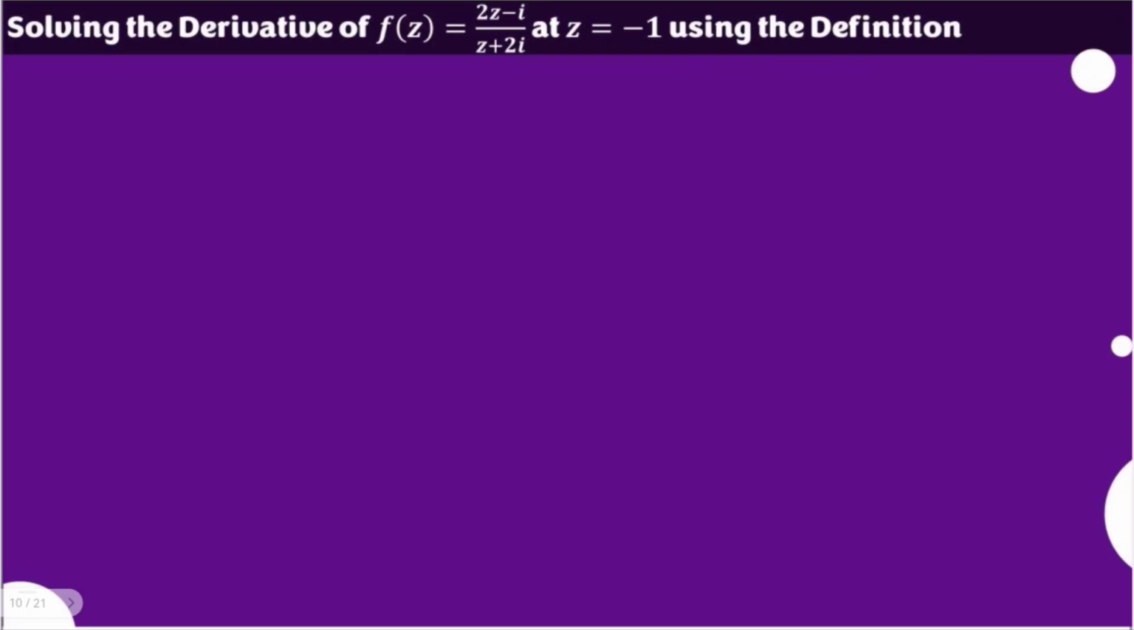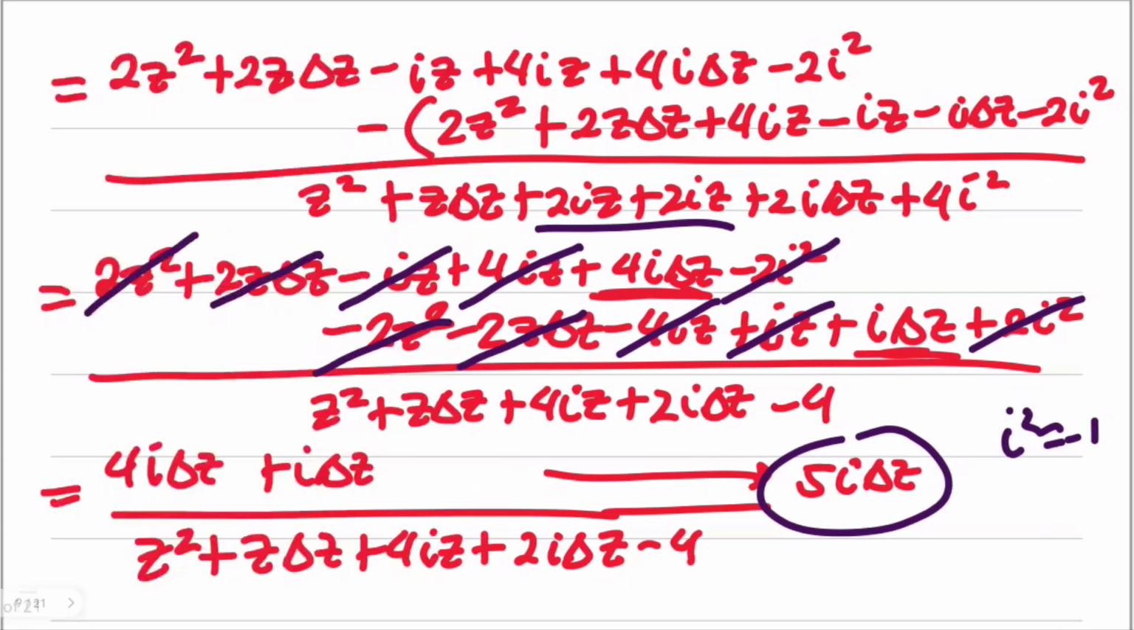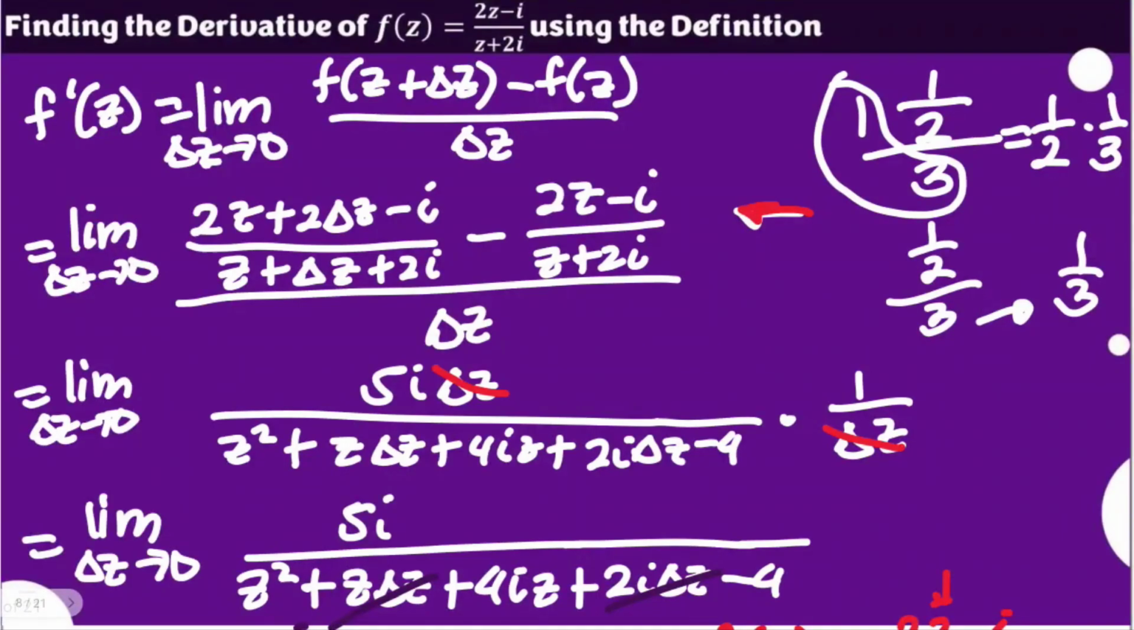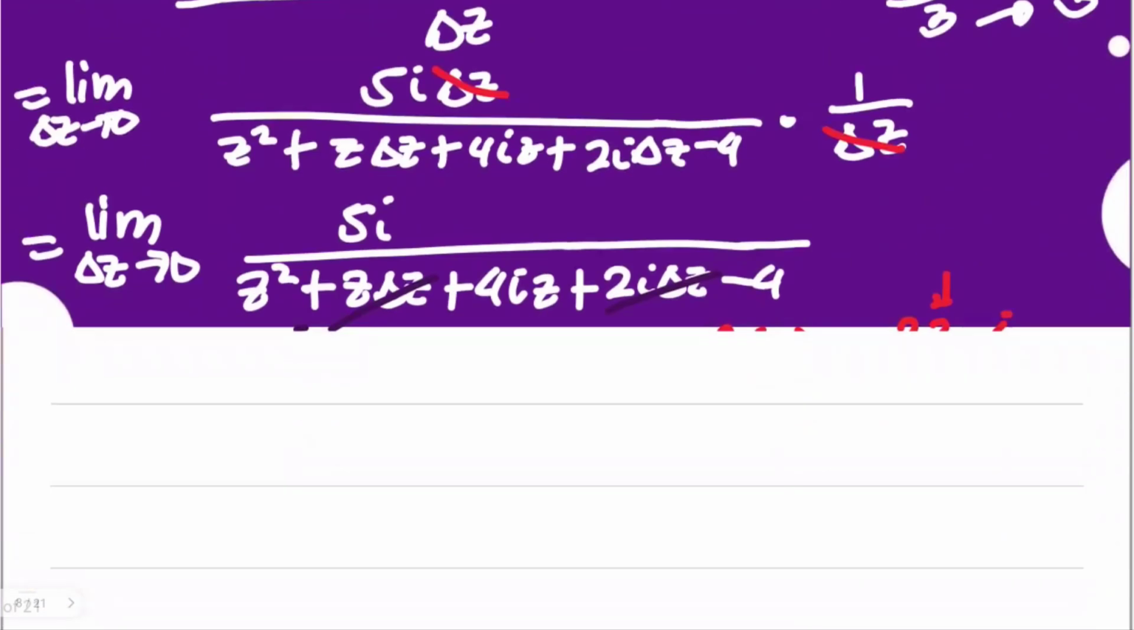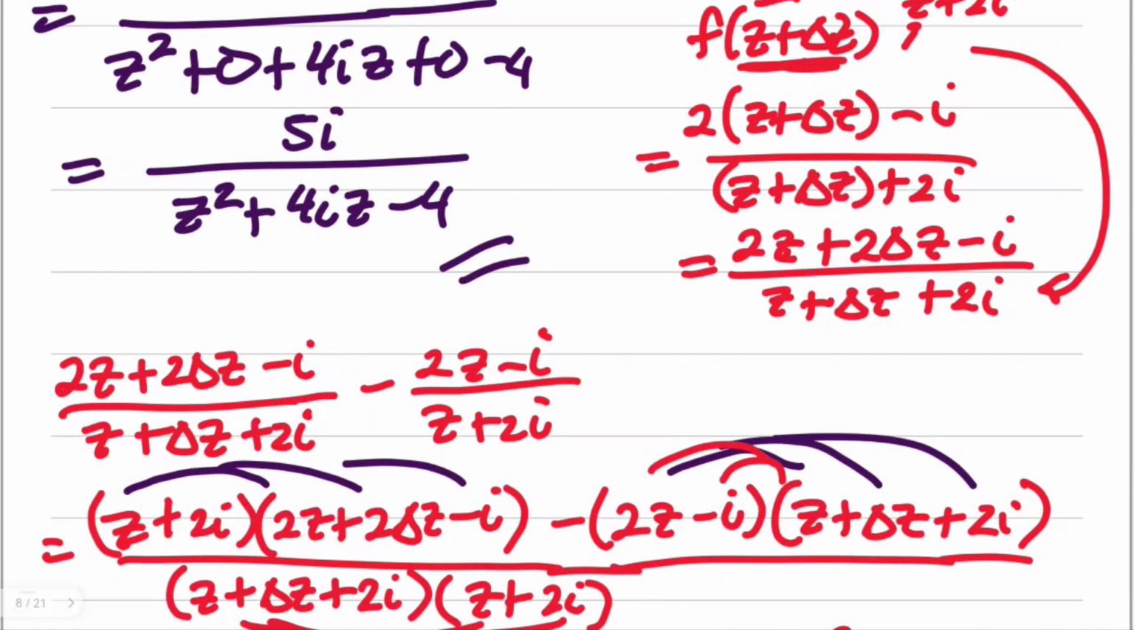In the previous video, we were able to identify the derivative of this given function using a definition. Here is that page. Okay, actually, we have two pages before. Using a definition, the given function's derivative was identified as 5i over z squared plus 4iz minus 4.